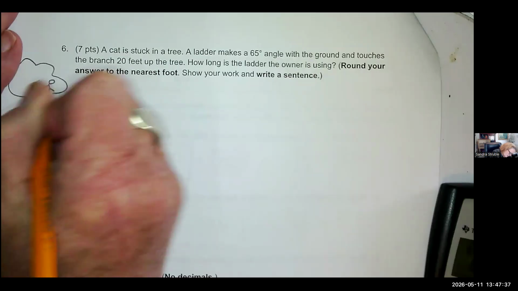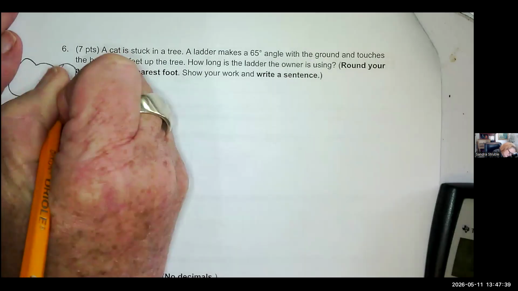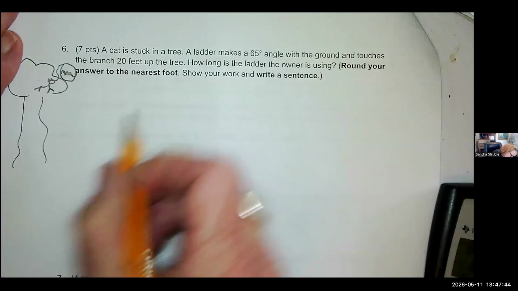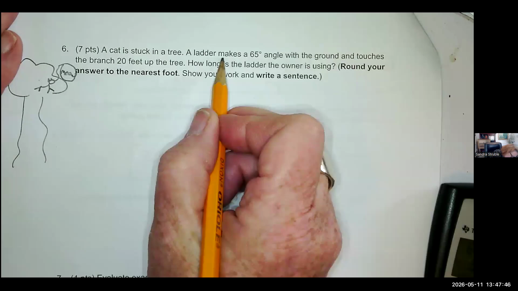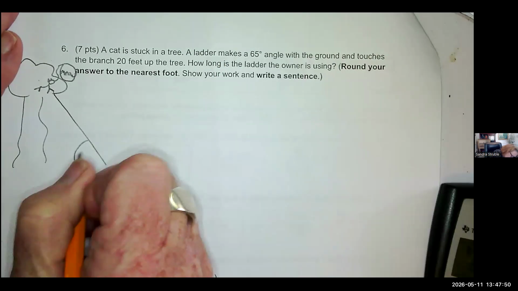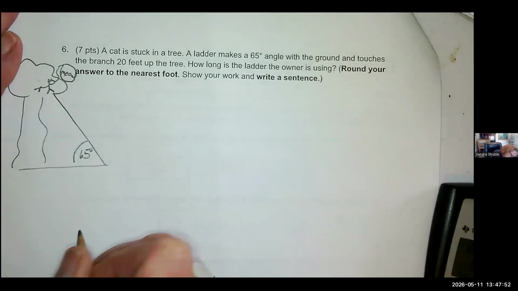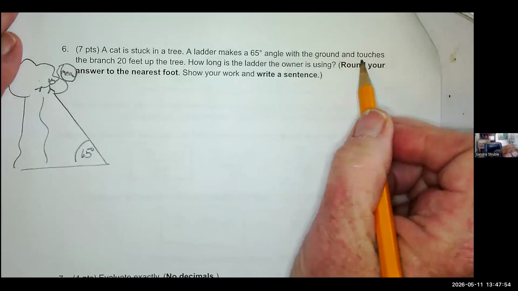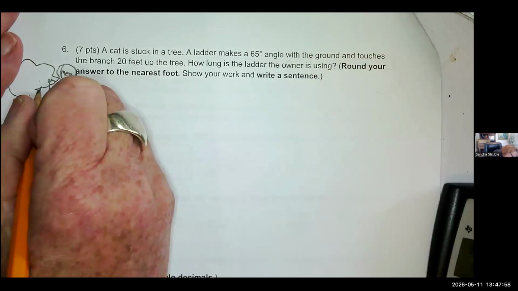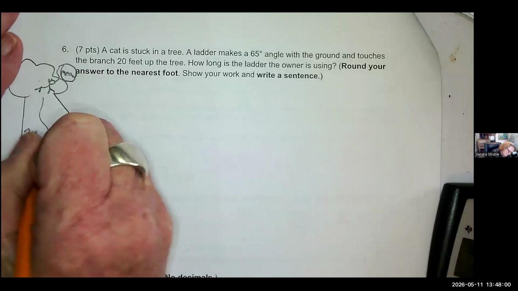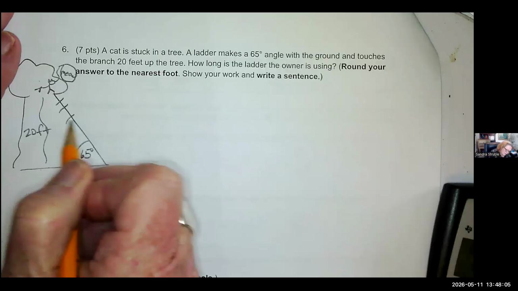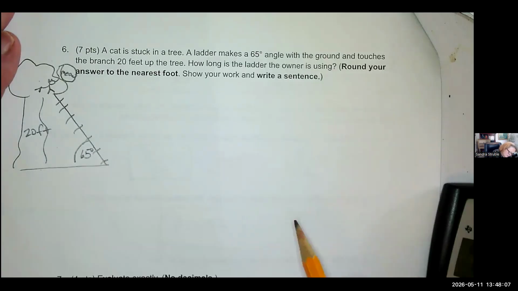All right, kitty stuck in a tree. A ladder makes a 65-degree angle with the ground and touches the branch 20 feet up. So from here, from the kitty down, is 20 feet. We need to know how long is the ladder the owner is using, rounded to the nearest foot. Show your work and write sentences.